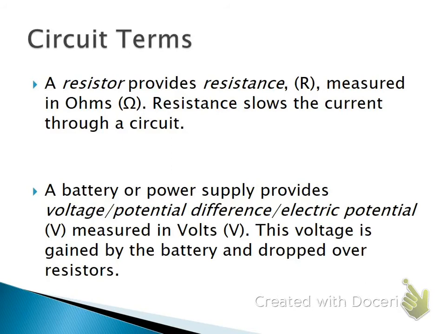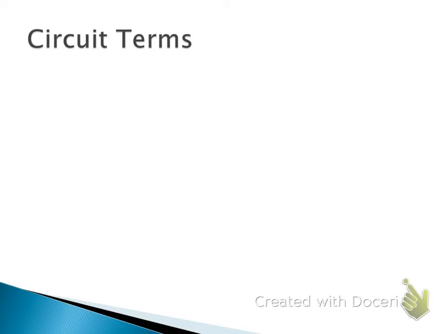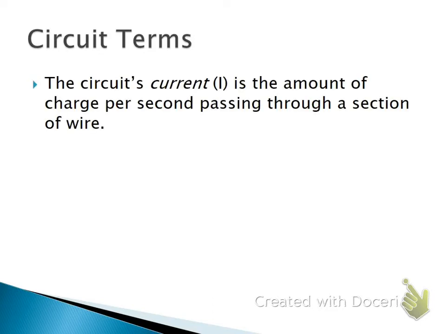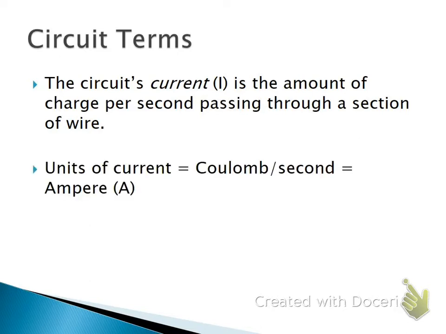The battery power supply provides the voltage, which is also known as potential difference, which is also known as electric potential, and that's measured in volts. As an electron goes through the circuit, it picks up voltage in the battery, and then it drops it off at each individual resistor. The current is the amount of charge per second passing through a section of wire. So the units of current are just a coulomb per second.